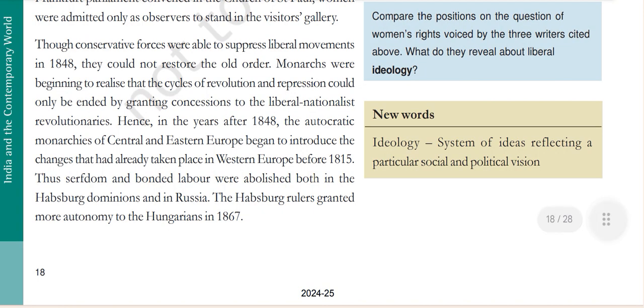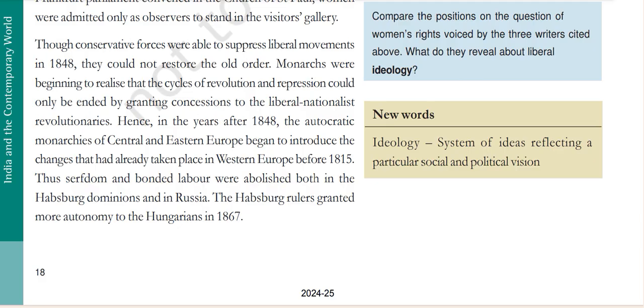Though conservative forces were able to suppress liberal movements in 1848, they could not restore the old order. Monarchs were beginning to realize that the cycles of revolution and repression could only be ended by granting concessions to the liberal nationalist revolutionaries. Hence, in the years after 1848, the autocratic monarchies of Central and Eastern Europe began to introduce the changes that had already taken place in Western Europe before 1815.